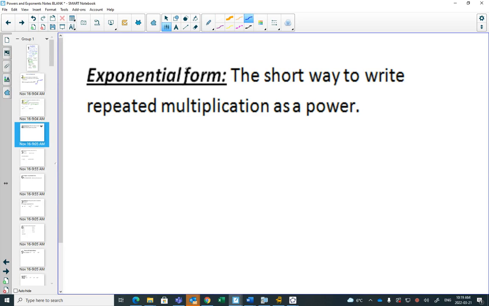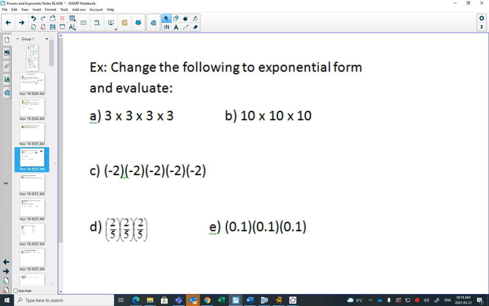We call writing something as a power the exponential form because the exponential form has an exponent. That's why it's the form with the exponent is the way to remember it. So if something says write in exponential form, you need to write it with an exponent. The base here would be 3. The exponent would be 4. This is exponential form.